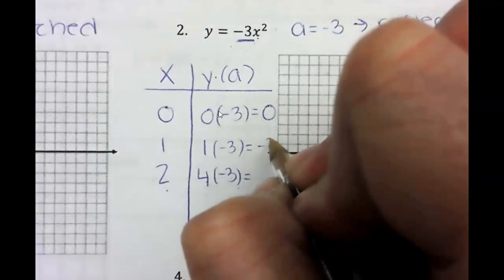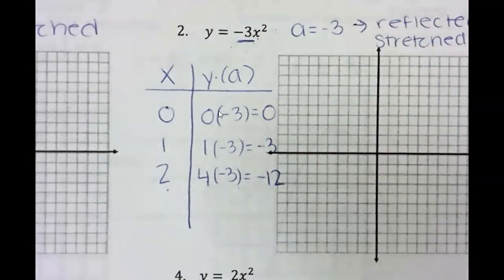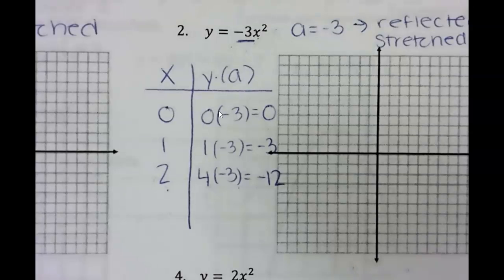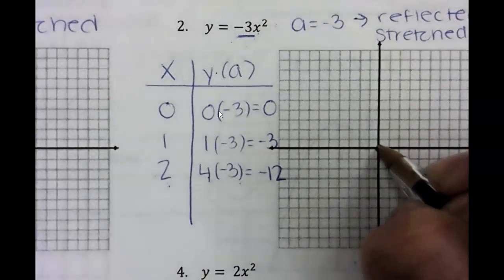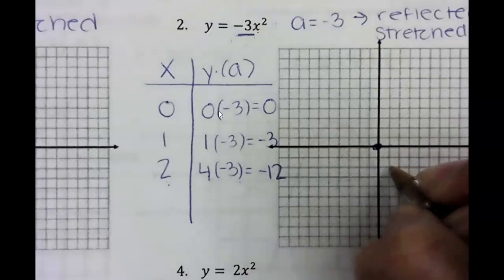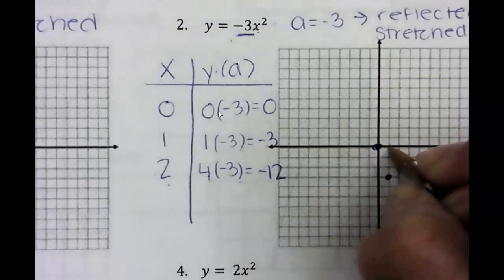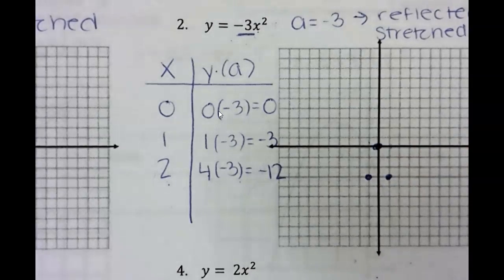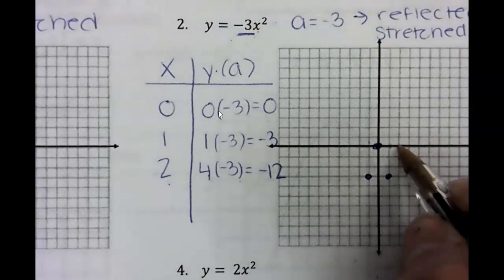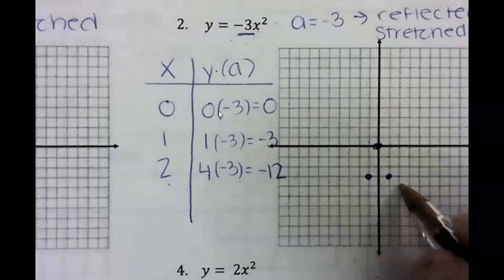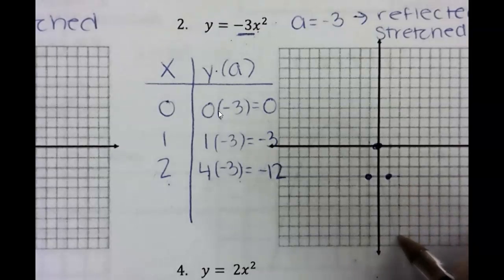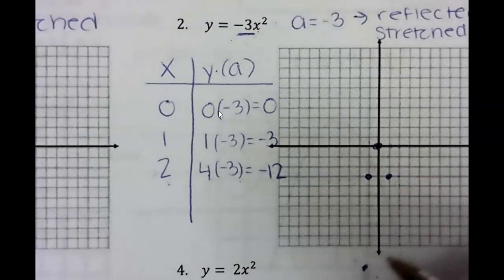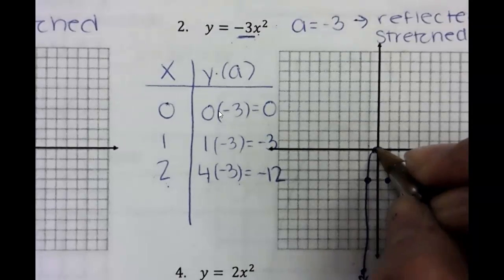So you get 0, negative 3, and negative 12. So obviously negative 12 is going to be on my negative 10. I'm just going to kind of plot my 2 points down there. But you have 0, 0, 1, negative 3, which means if it goes to the right one, it also goes to the left one, and down 3. And then it goes to the right 2 and down 12, and to the left 2 and down 12. So I'm just kind of going to wing those 2 points down there.